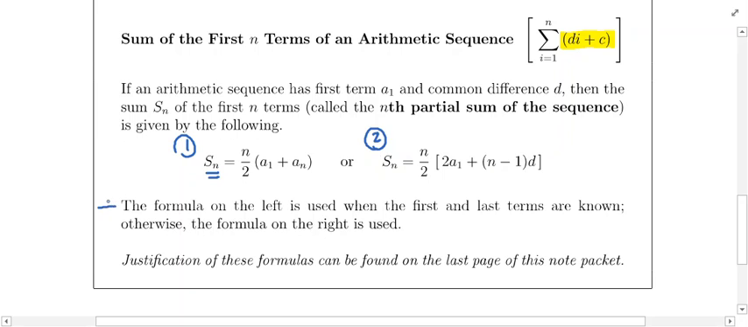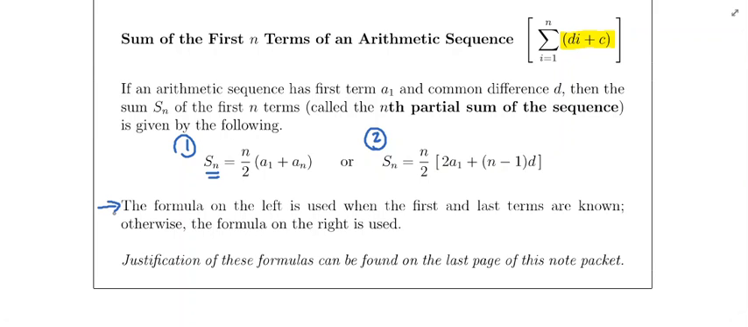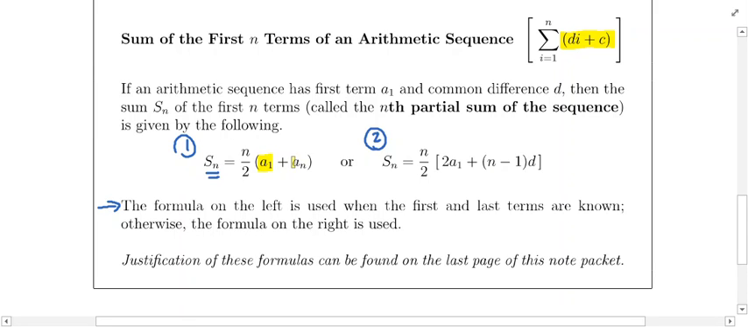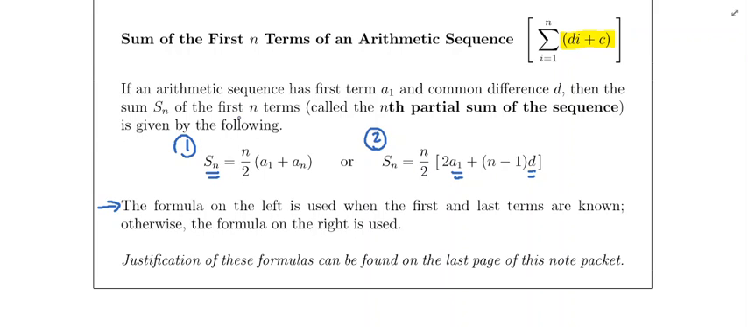Here's what you're going to do. The formula on the left is used when you know the first and the last terms. You can see in the formula, I see a1 and an, the first and the last. I have to know those to plug them in. Well, what if you don't have the last term? If you don't know the last term, you're going to use the second formula, because for the second formula, you have to know a1 and the common difference. Notice in the first formula, you don't need the common difference. So basically, it all depends on what you have at your disposal. That will determine which formula you're going to choose.